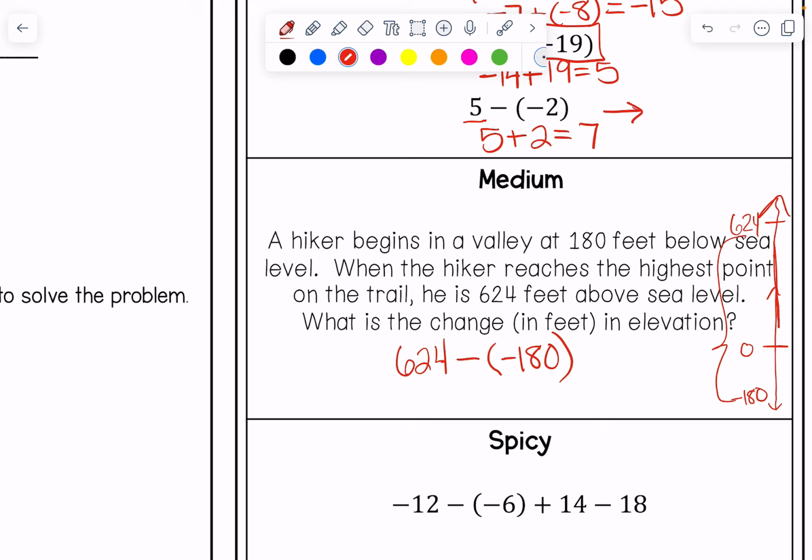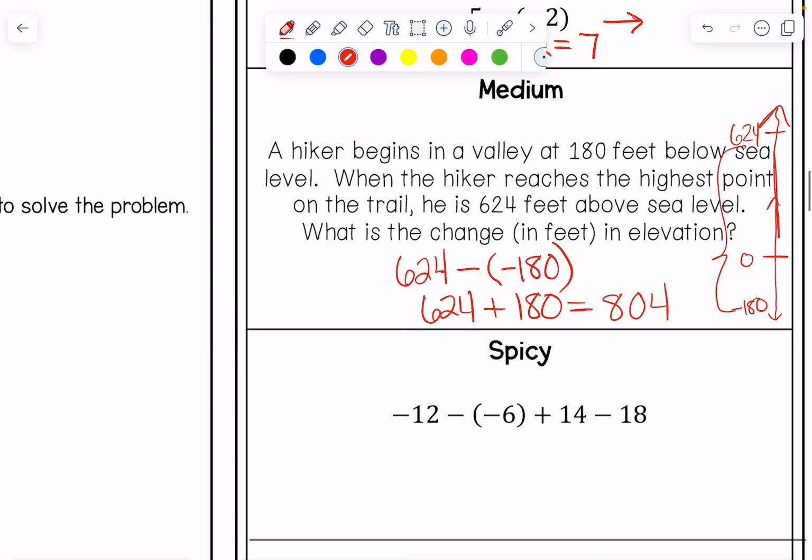And so 624 minus -180, really what I'm going to end up doing here is 624 plus 180 to figure out this total distance between these, which would give me 804 feet. So there's a change in 804 feet in elevation.